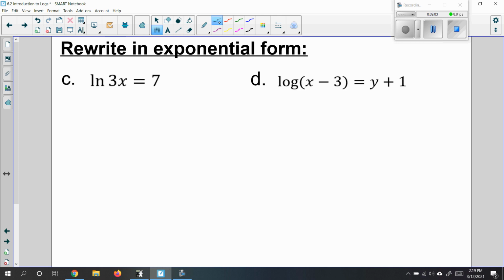Let's write these in exponential form. The natural log of 3x is equal to 7. Well, recall that the natural log is log base e. So this is the same as saying log base e of 3x is equal to 7. To write this in exponential form, the base of this log is e. So this is the same as writing e to the power 7 is equal to 3x.